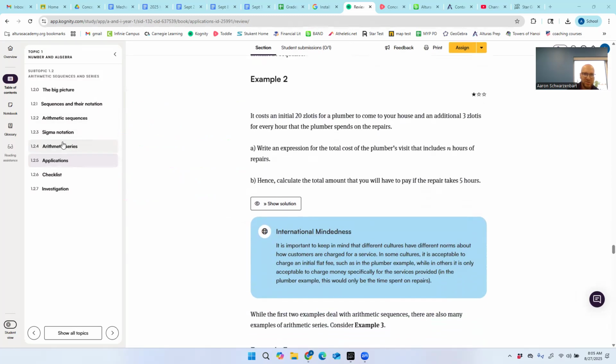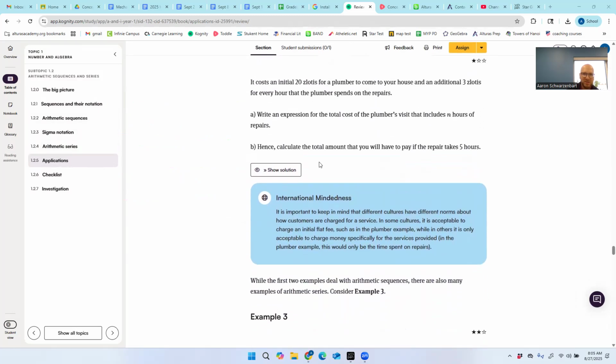Let's look at example 2. It costs 20 zlotys for a plumber to come to your house, an additional 3 zlotys for every hour the plumber spends on repairs. This is an international baccalaureate course. There will be lots of foreign currency. I have no idea which one this goes with. I suppose I could Google it. Feel free if you want. So write an expression for the plumber's visits that includes n hours of repairs.